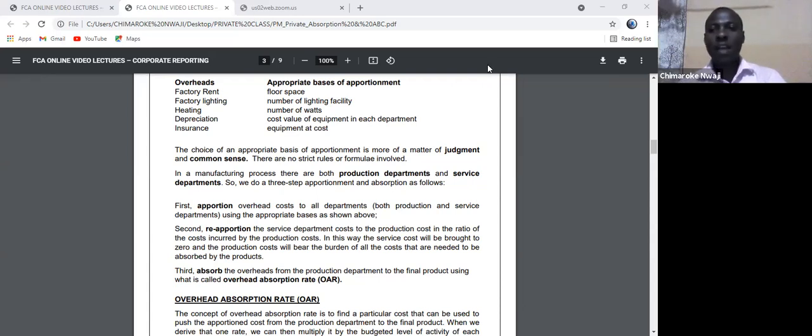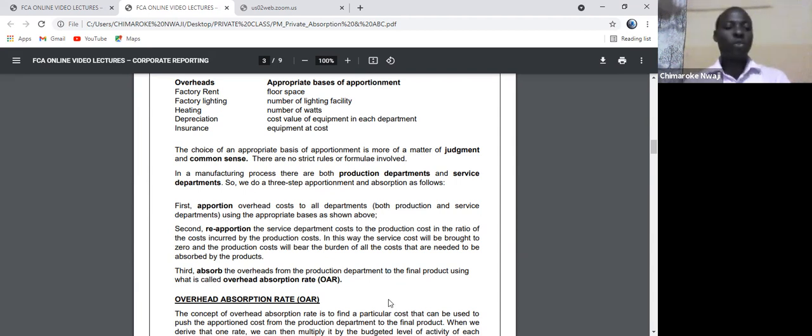Yes, we are back. All right, so we are talking about the overhead absorption rate. Now, overhead absorption rate is only peculiar to absorption costing. So you see here, overhead absorption rate. We link it with absorption costing because the word absorption is there. So absorption costing uses overhead absorption rate, also known as OAR.